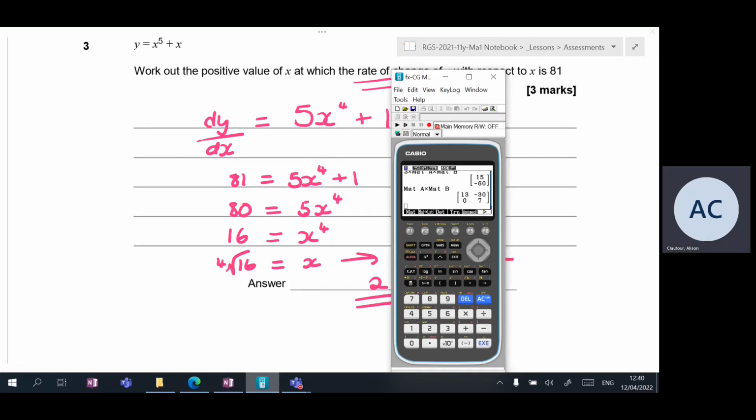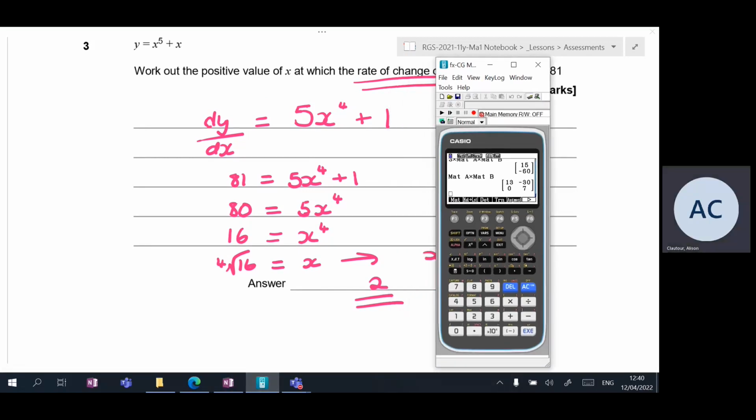Bit of a trick on the calculator. If you go into graph mode, you can draw the graph, x to the 5 plus x. I'm just going to zoom auto so I can see what it looks like. Remember the rate of change is the gradient, so we're looking for the point on that curve where the gradient equals 81. It doesn't look like it's going to be 2. Let's have a look at what's going on.